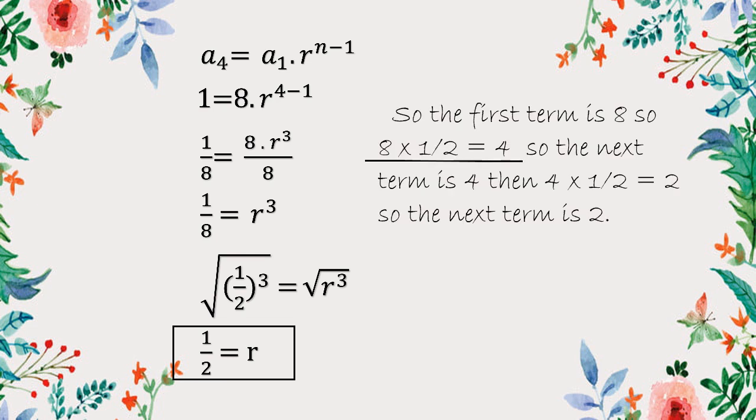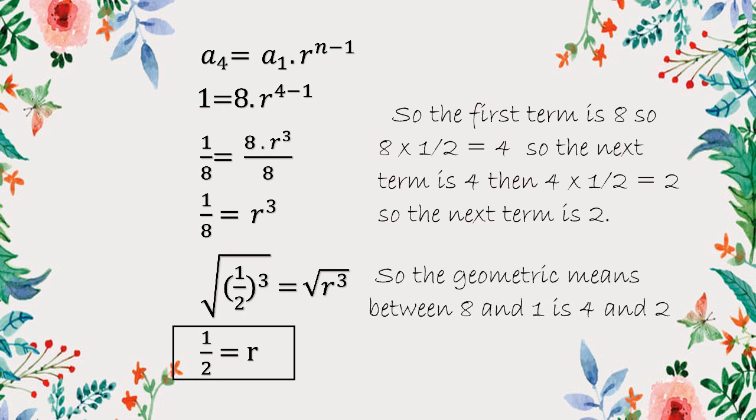So 8 multiplied by the common ratio, which is 1/2. So 8 multiplied by 1/2 is 4. So the next term is 4. Then 4 multiplied by 1/2 is 2. So the next term is 2. So the geometric means between 8 and 1 are 4 and 2.